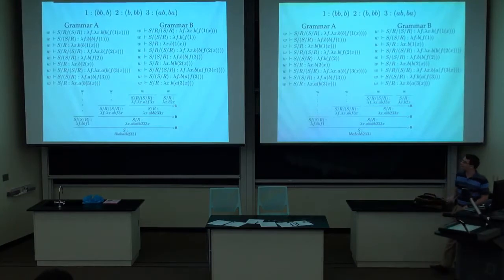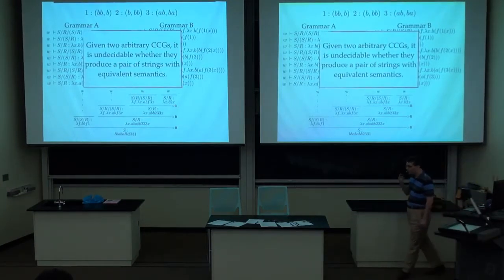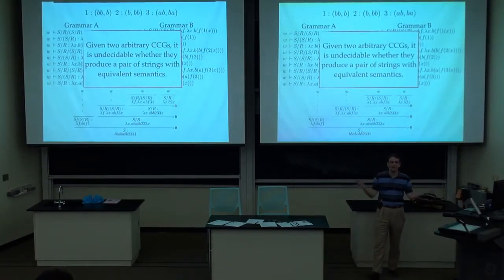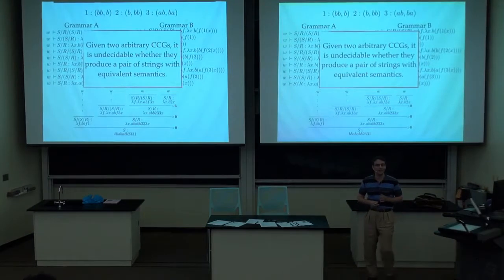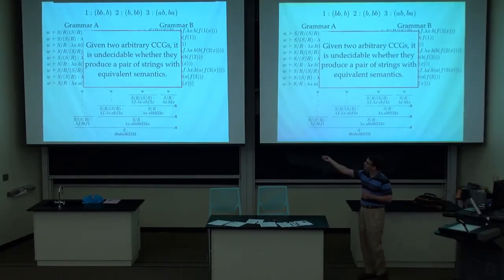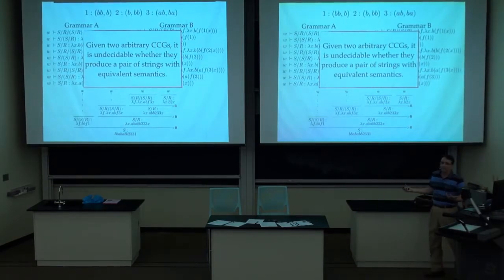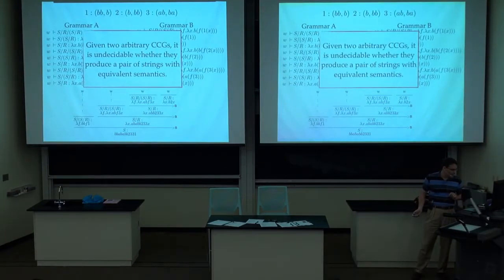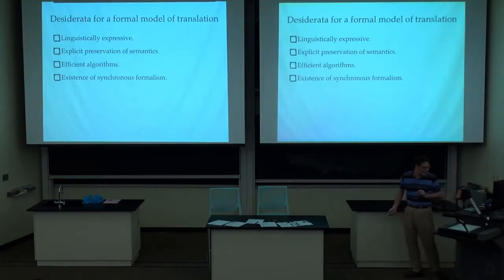So what this means is that if you give me two arbitrary CCGs, and you ask me, is there any pair of strings defined by this pair of CCGs that has identical semantics, the answer is, there is no algorithm that can decide the answer to that problem. Not in all cases, okay? So this is an undecidable problem. Now, I don't know about you, but I personally am a little bit nervous when my translation model is undecidable. So we're not going to do that. But it does mean that we've got this slight problem here.